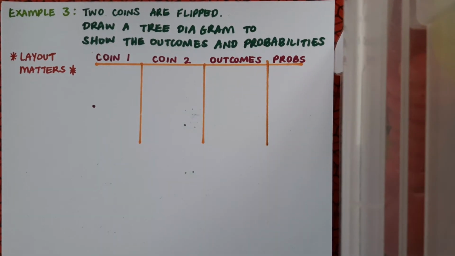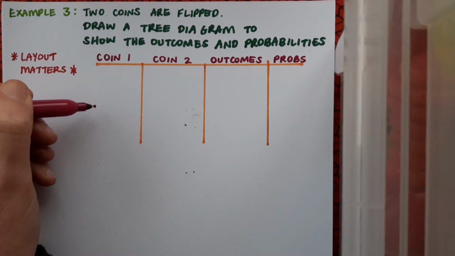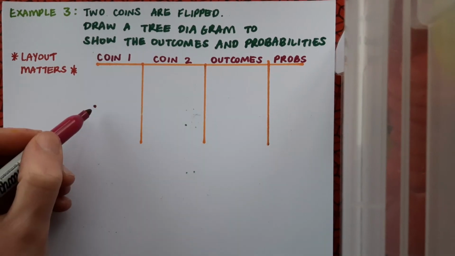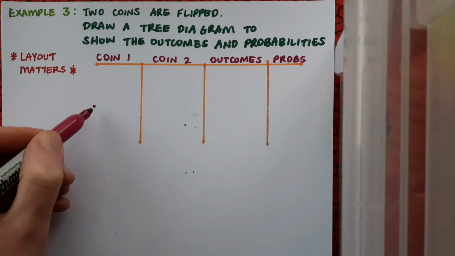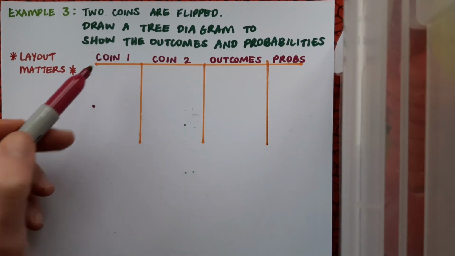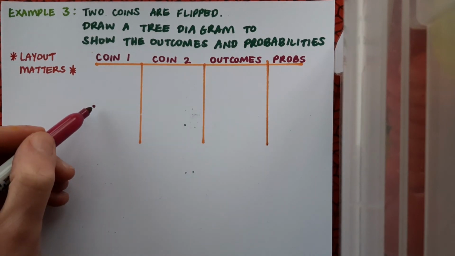I like to mark a dot about halfway down my first column for my starting spot. And my tree diagram will begin from here. So I'll start drawing branches, and I'll draw the same number of branches that I need for the different possible outcomes for the event. So for coin 1, I'm going to flip that. I can get 2 different outcomes. I can get heads or tails. So I'll have 2 branches.